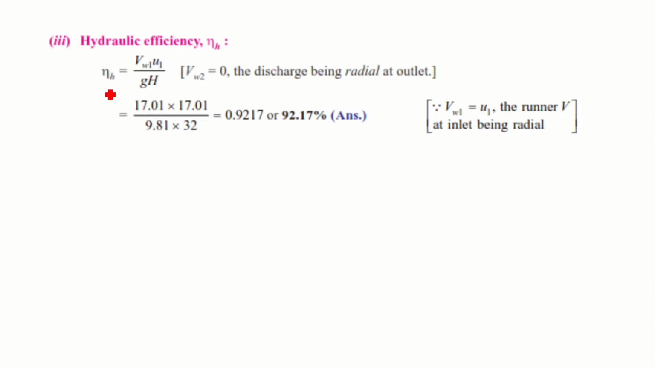Next, hydraulic efficiency. As we discussed earlier, for reaction turbine, you can remember by heart this equation for hydraulic efficiency: Vw1 U1 divided by gH. Substituting, all the terms are known and you can substitute those values here so that you will get the answer as 92.17%. So that's all for this video.